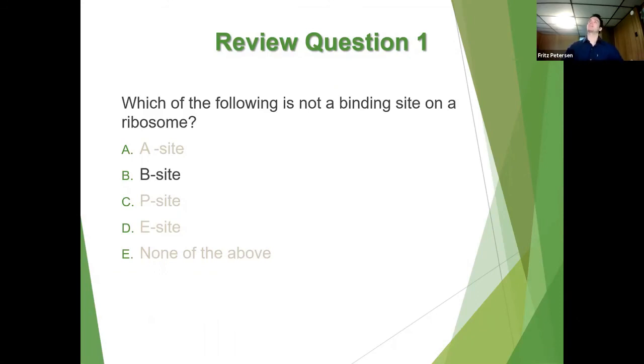Just as a reminder, your A site is your aminoacyl or acceptor site, and it binds your incoming aminoacyl tRNA. Your P site is your peptidyl or your donor site, which binds initiator tRNA. And your E site is your exit site, which briefly binds your tRNA before it leaves the ribosome.